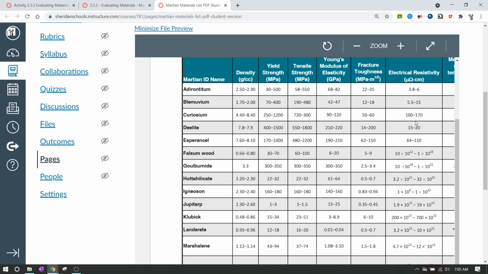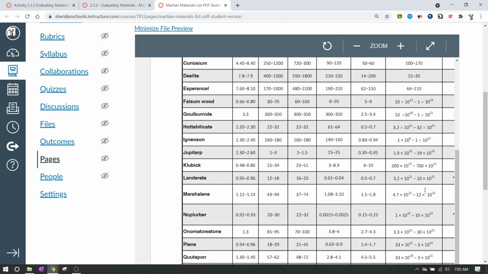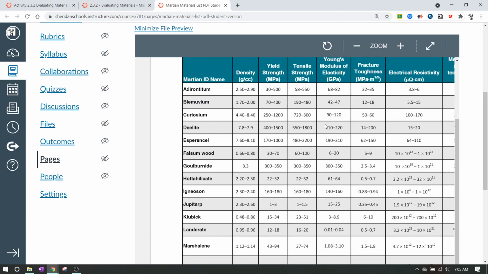You're getting to bad territory when you start getting these exponents involved, like 10 to the 8th or 9th or 12th or even like 21st. So like this one, if you try to pick that one to be a conductor, no bueno, it's not going to happen. So just keep in mind that these properties have values from low to high, and they're given that way for a reason.